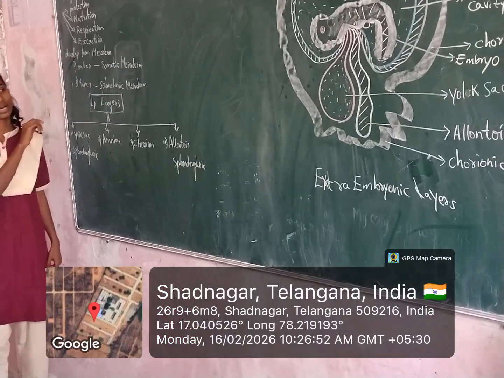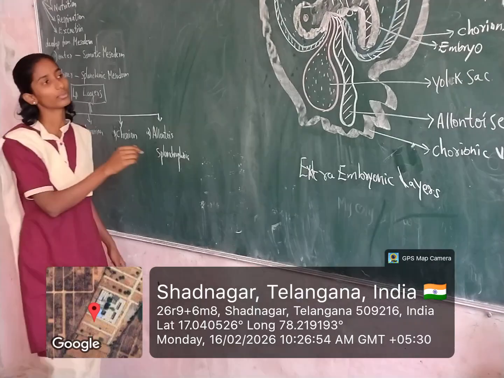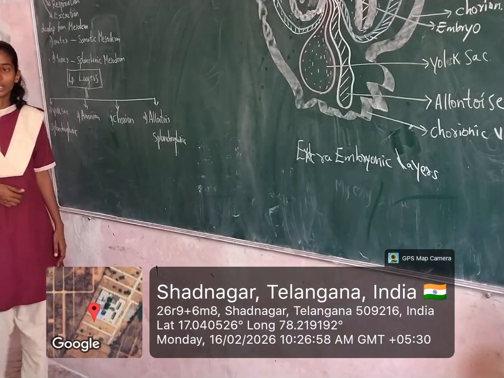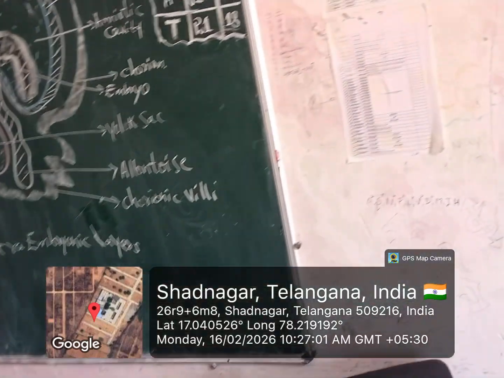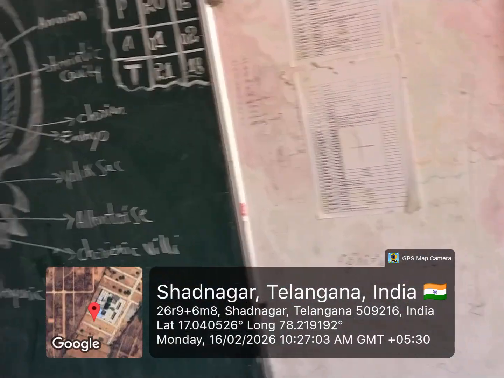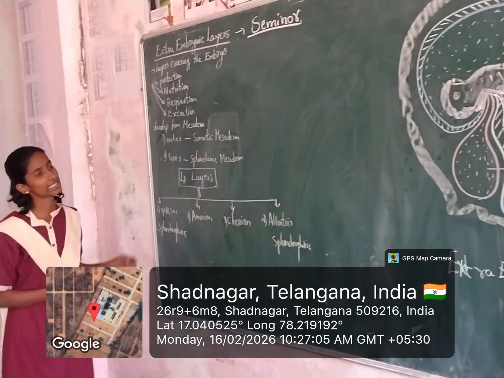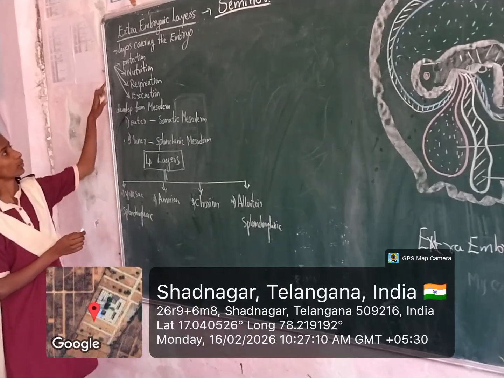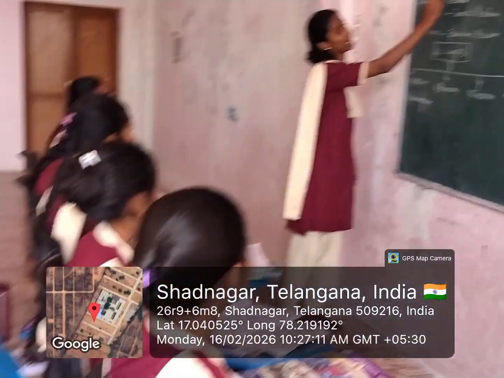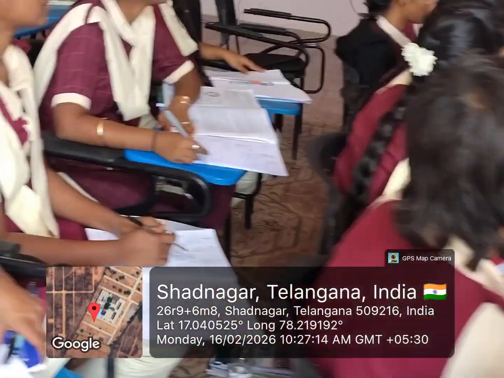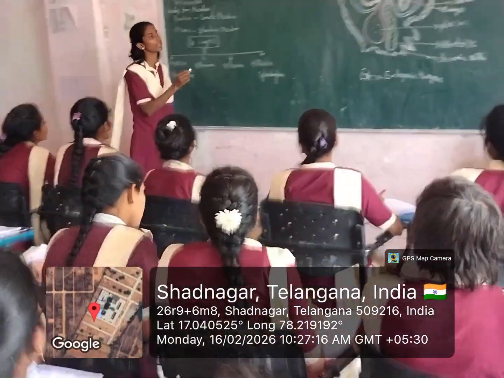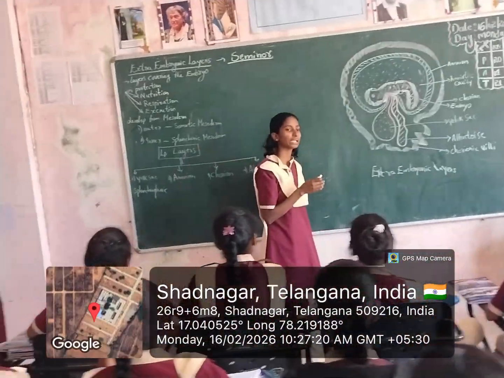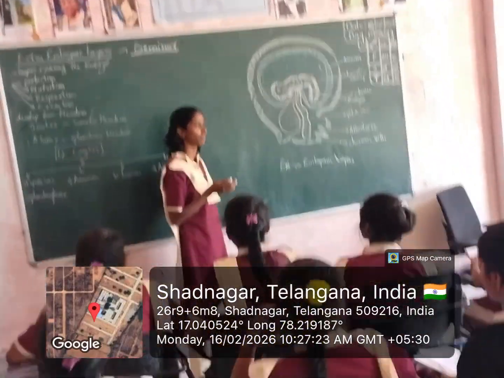These membranes formed from the embryonic tissue are called extra embryonic membranes. Okay. These extra embryonic membranes are formed to provide protection, nutrition, respiration, and excretion to the developing embryo. Okay. These extra embryonic membranes are disintegrated before or immediately after the hatching of the egg or by birth.